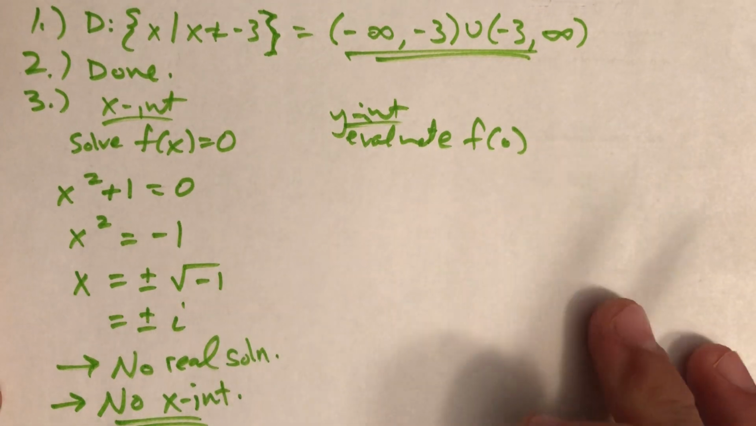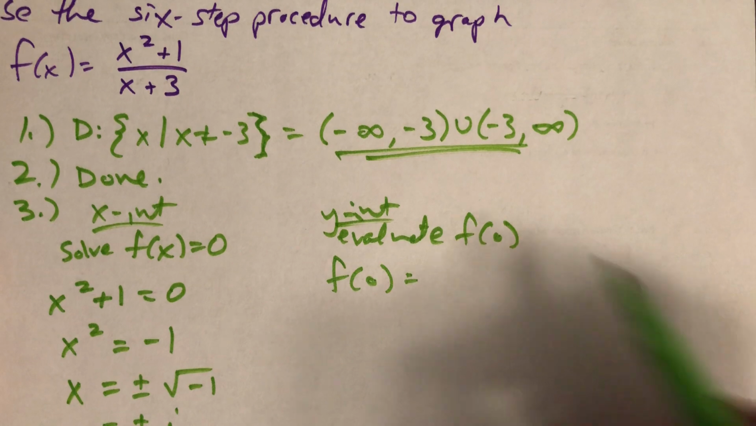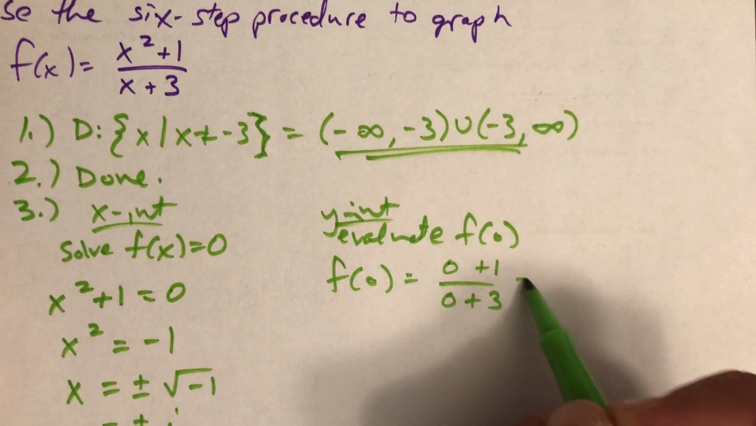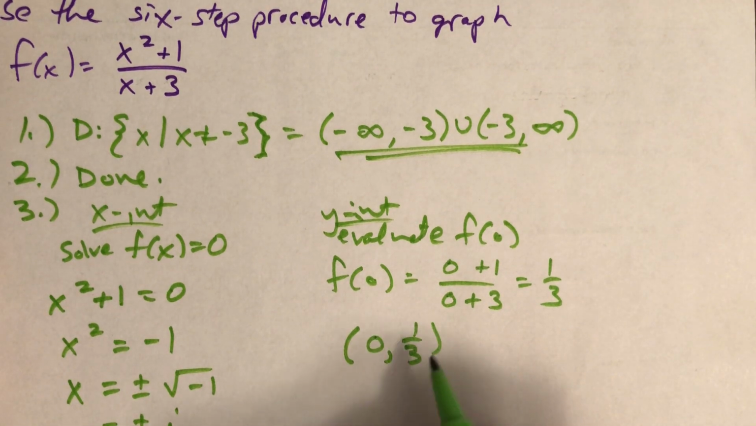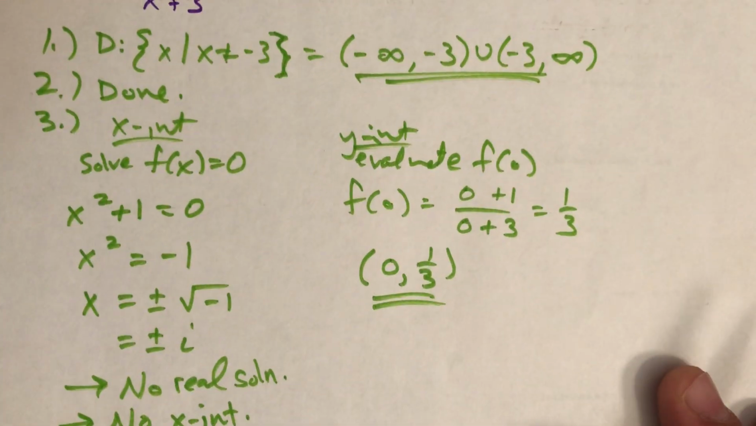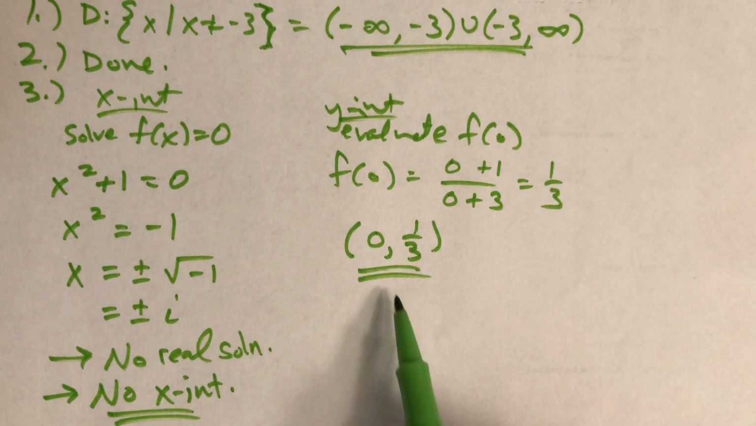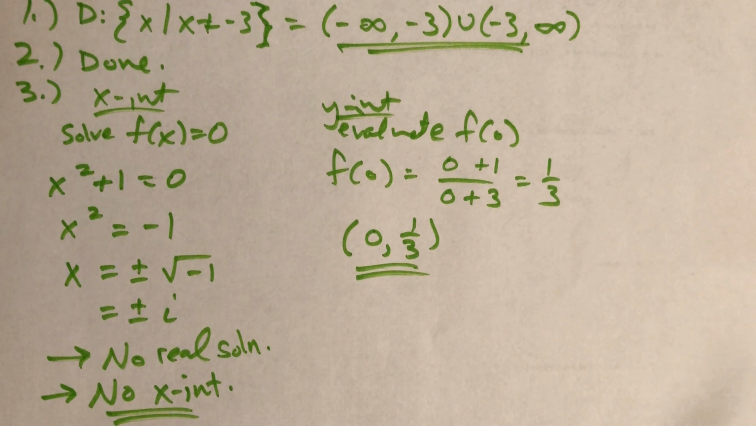Evaluate f of 0. We're finding the y-intercept now. For f of 0, we're just going to crank a 0 through the function. We've got 0 plus 1 over 0 plus 3, so that's 1/3. Our y-intercept is (0, 1/3). All right, the x-intercepts don't exist in the real numbers, and the y-intercept is (0, 1/3).